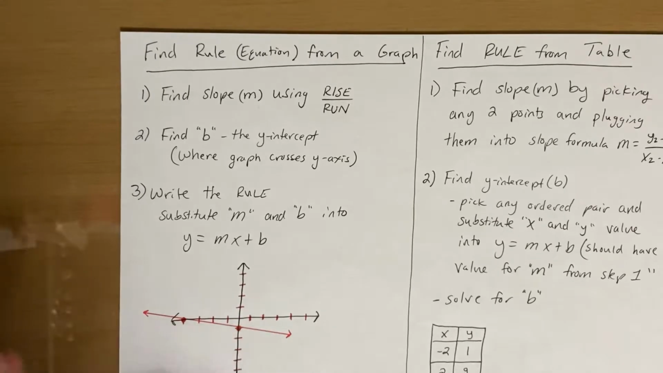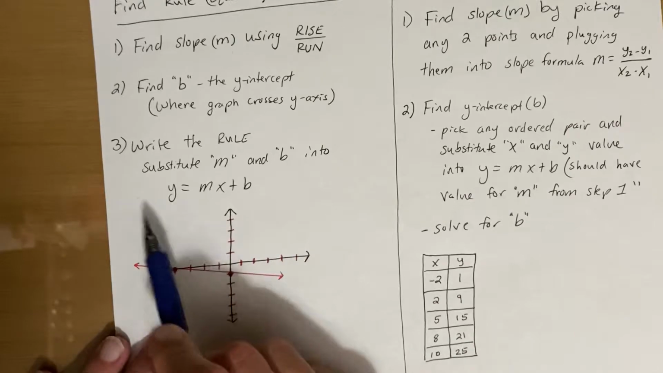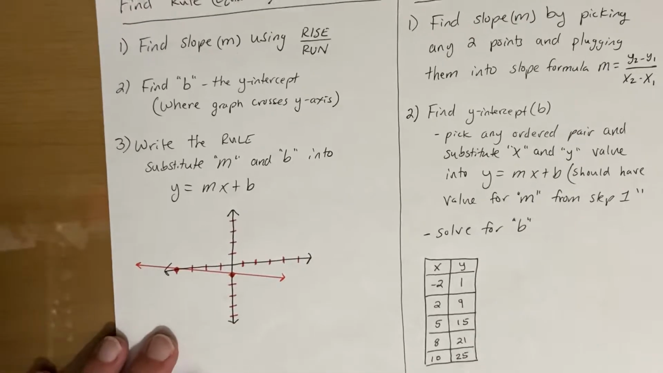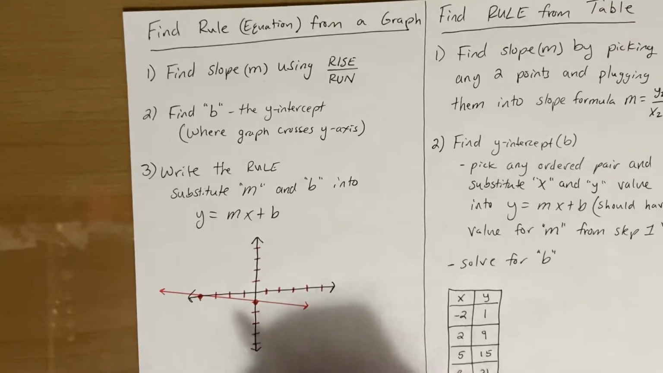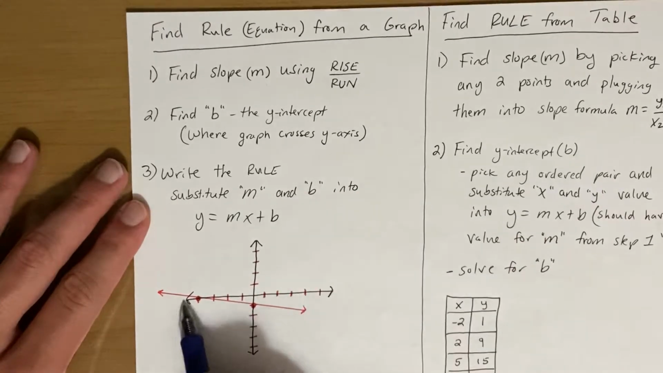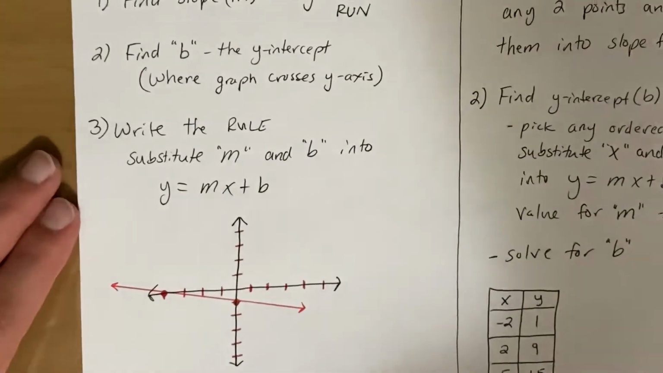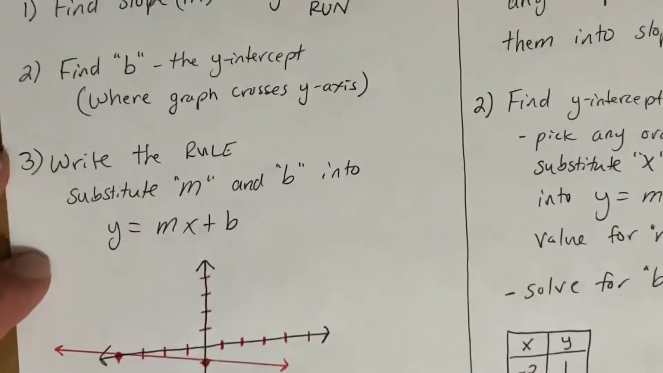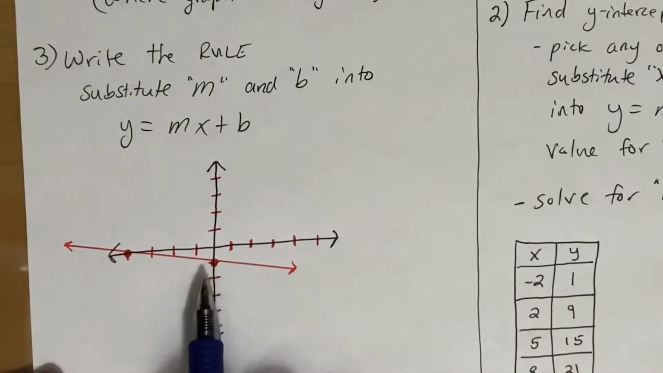So once I have m and I have b, all I do is take the values I get for m and b and plug them in my equation, and that's my rule. So let's start here by finding slope, rise over run. Okay, so here's my y-axis, here's my x-axis, and this red line is actually my function, or my line that's going through my graph.